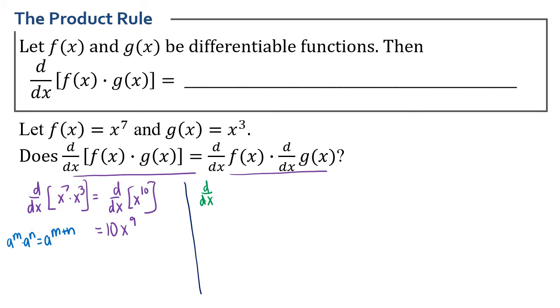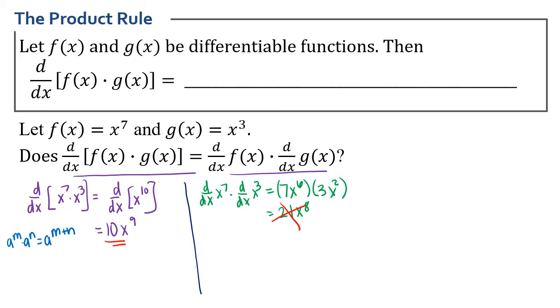The derivative with respect to x of f of x, which is x to the 7th, times the derivative with respect to x of x cubed. Well, when I do this, I'm going to get 7x to the 6th times 3x squared, which is 21x to the 8th power. Not what it should be. This is what it should be. So I'm going to tell you now what the product rule is, so hopefully you will remember this and not try to use it incorrectly.